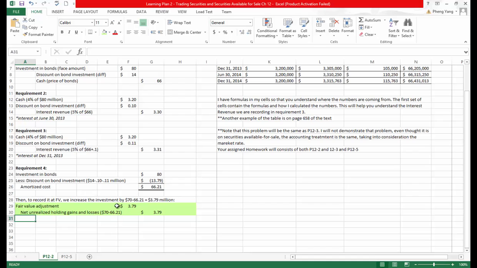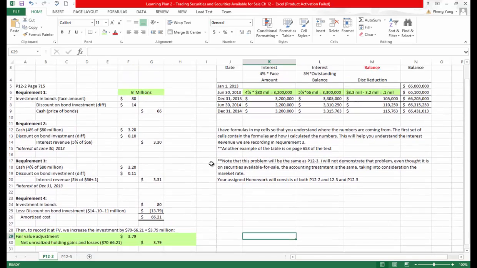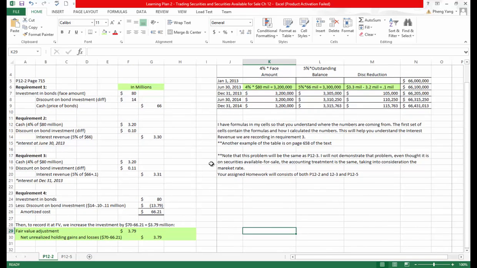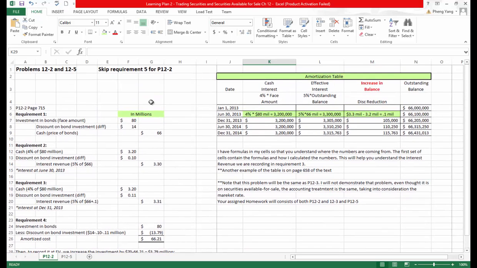So that's that one for 12-2. Hopefully you got a better understanding of trading securities. Like I said, the securities available for sale accounting will be the same as this. So if you follow along with this for 12-3, you should also do perfectly fine. If you do have questions, go ahead and email me. But for now, let's get to 12-5.